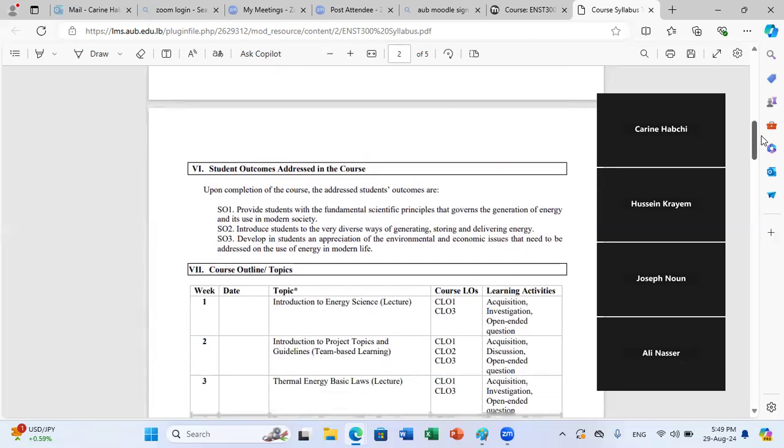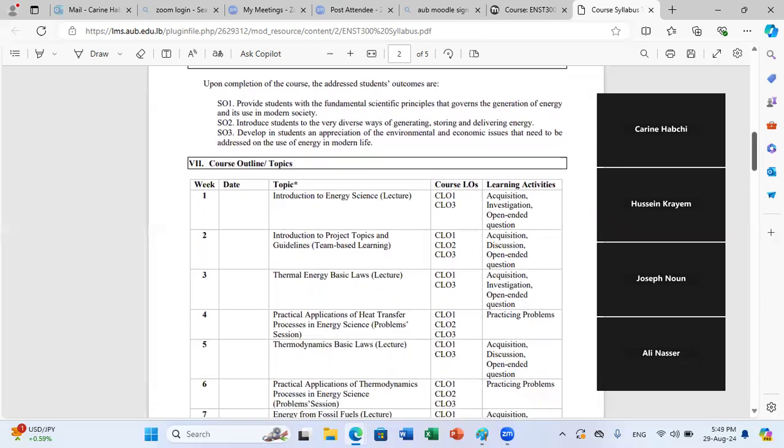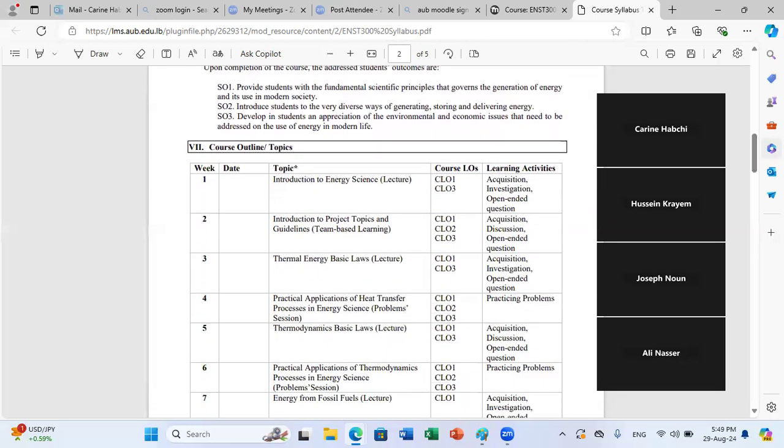Now, concerning the student outcomes addressed in the course, this course will provide you with the fundamental science principles governing the generation of energy and the use of it in modern society. In addition, it will introduce you to various ways of generating, storing, and delivering energy. And hopefully it will develop an appreciation of environmental, social, and economic issues that should be considered whenever we implement any project to enhance the efficiency of energy systems in our life.